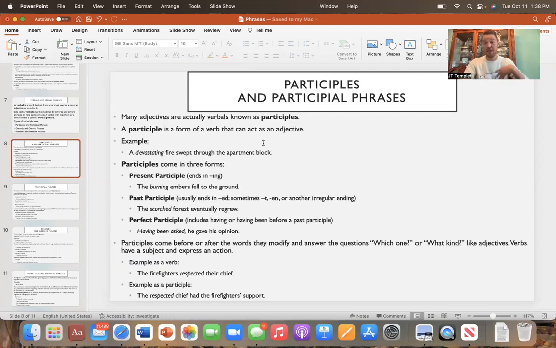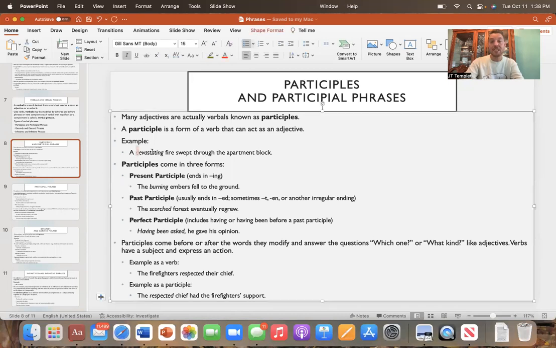Participle and participial phrases. Many adjectives are actually verbals known as participles. A participle is a verb that can act as an adjective. For example, a devastating fire swept through the apartment block. Devastating can be a verb, right? Like my breakup was devastating. Here, though, devastating is describing fire. It's a verb functioning as an adjective. And they can come in three forms, and for these participles, it's really just the ending. If it ends in ing, it's present. The burning embers fell to the ground.